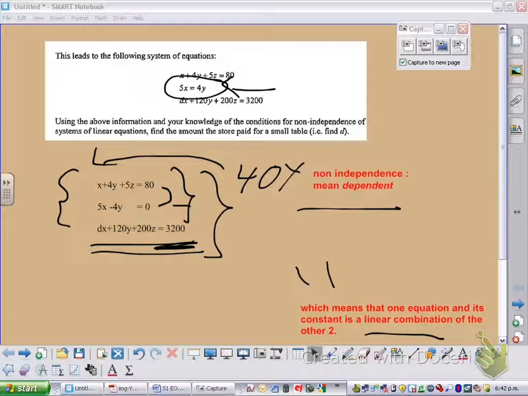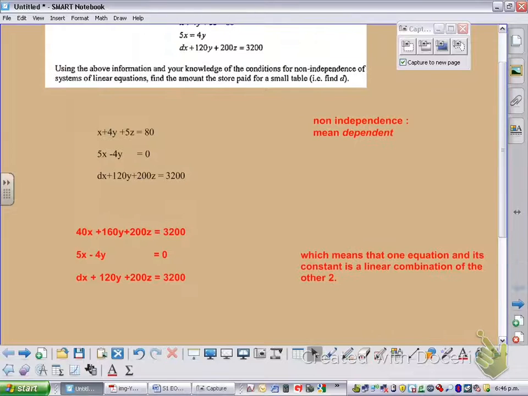Okay? Now, if I do that, then we've got to see what we've got at that point. Okay, so this is what we've got now: 40x plus 160y plus 200z is equal to 3200. And then we've got to combine that in some way with the second equation to get the third equation.